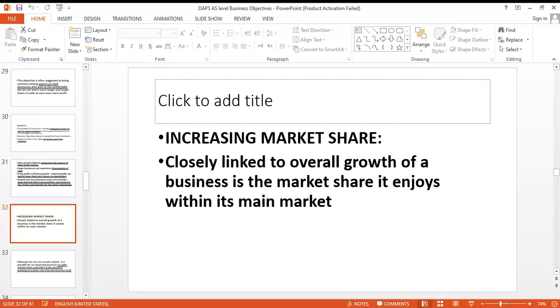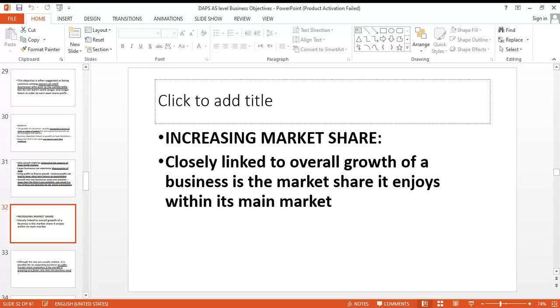Another objective can be increasing the market share. Okay, increasing the market share. First, try and understand what market share means. Market share is the percentage of sales that you are doing in the overall market. Let's say that the petrol. Let's talk about the petrol market.